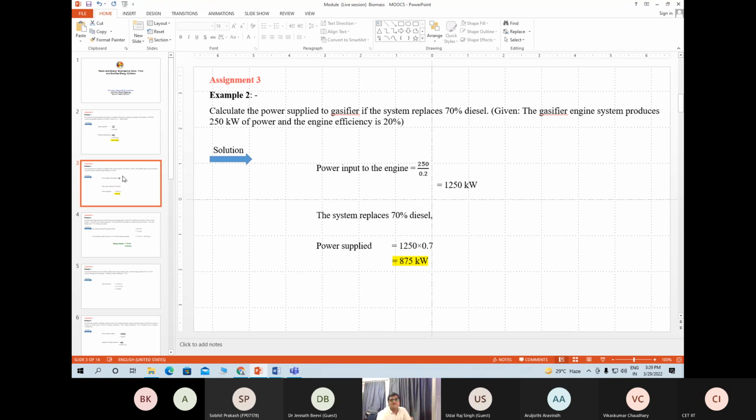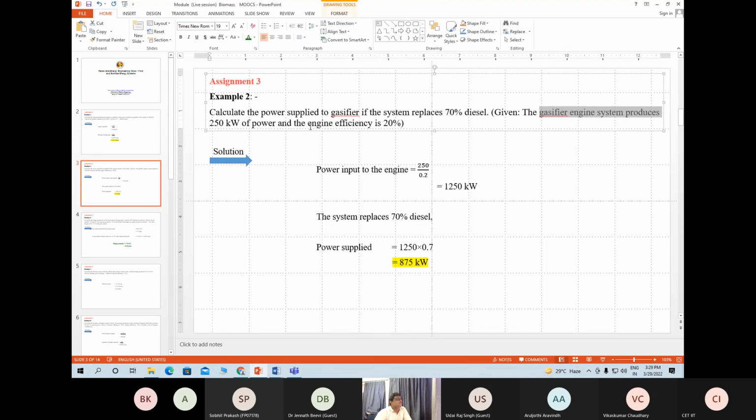So how much power is supplied to the gasifier if the system replaces 70% of the diesel? That means if I replace 70% of the diesel requirement of the engine, how much power do I need to supply to the gasifier so that I can replace this much diesel? That I need to calculate here. In this case, the gasifier engine system produces this much power. It is already mentioned here.